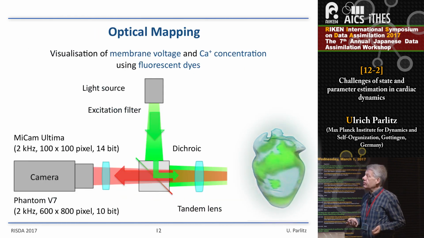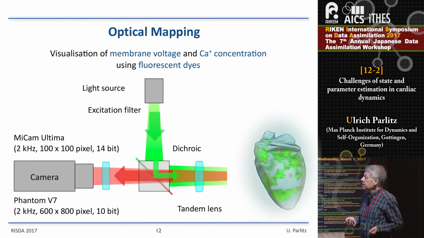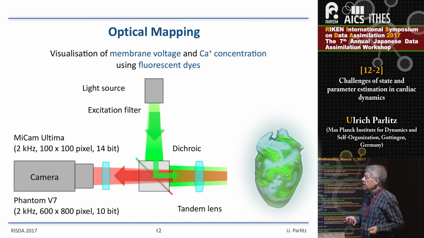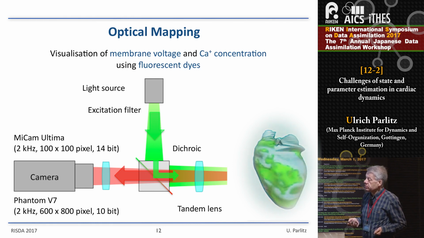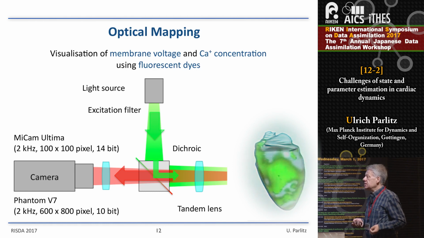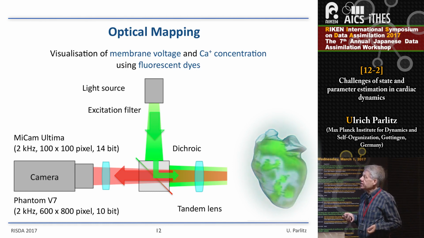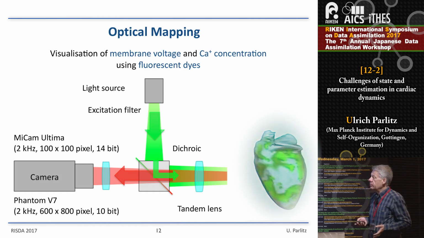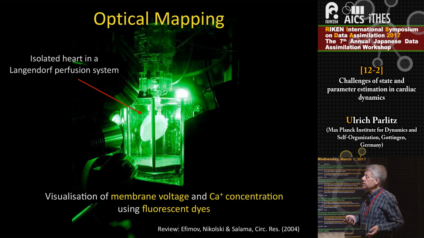So this is an example of the optical mapping approach, just to illustrate it. This is the heart. It's illuminated here with a green light, and then the fluorescent dye emits light in a different spectrum, in red here, and the intensity is modulated by the voltage, or if you use a different dye, by the calcium concentration. But you see only what's going on at the surface, of course. And here you see the setup. This is the heart. This is a perfusion system. This is illumination and different cameras.